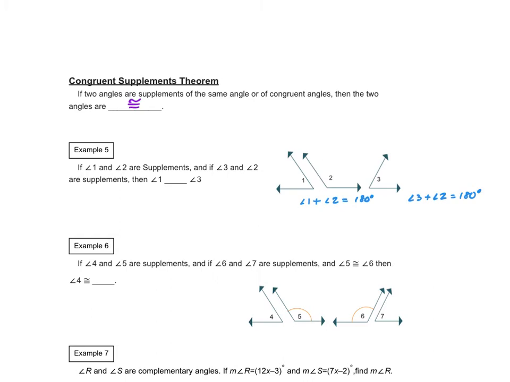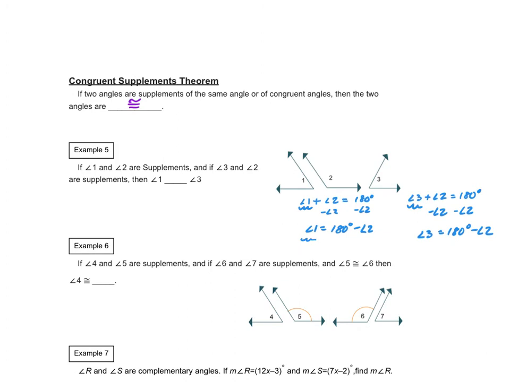Well, let's do the inverse. Let's try to isolate those two angles. If we subtract angle 2 from both sides, we have angle 1 is equal to 180 degrees minus angle 2. And if we do the same thing over here to isolate angle 3, subtract angle 2 from both sides, I have angle 3 is equal to 180 degrees minus angle 2.